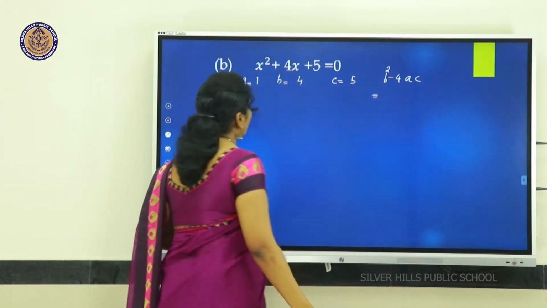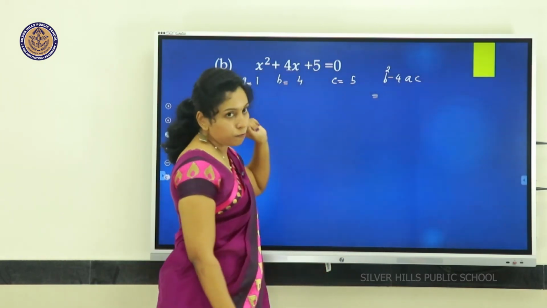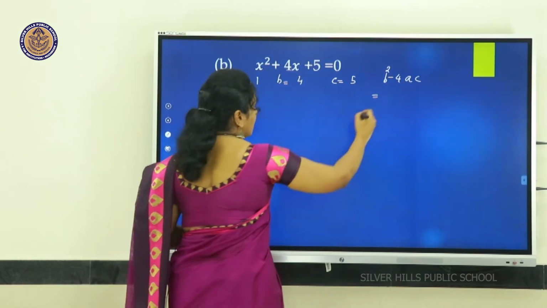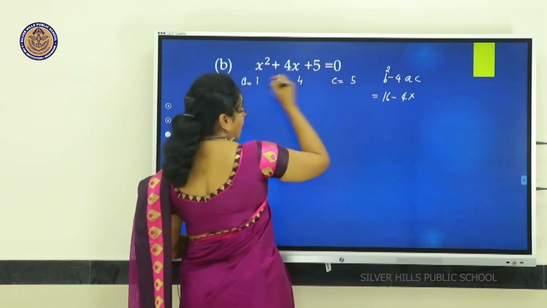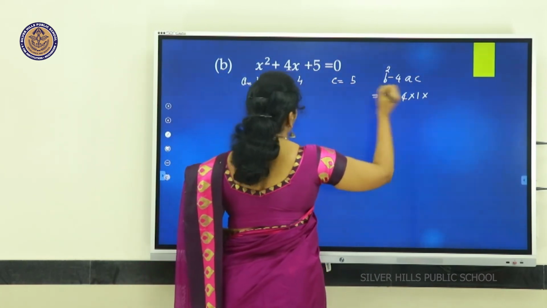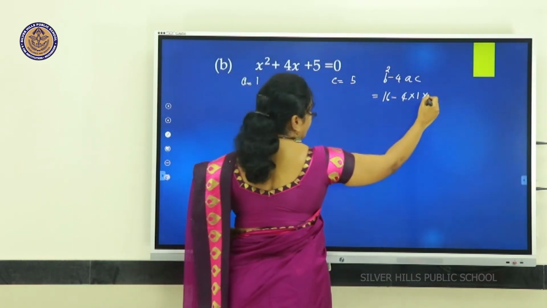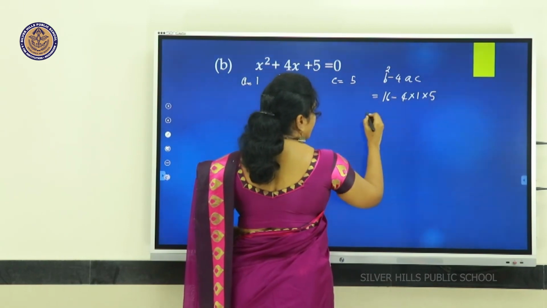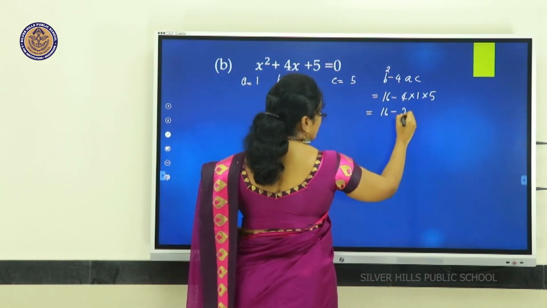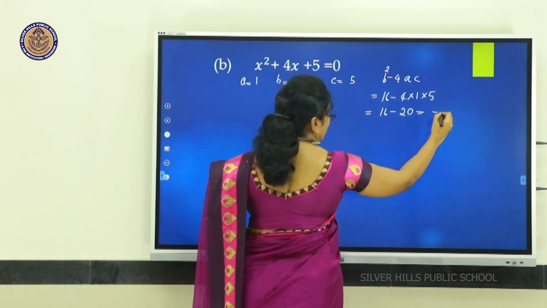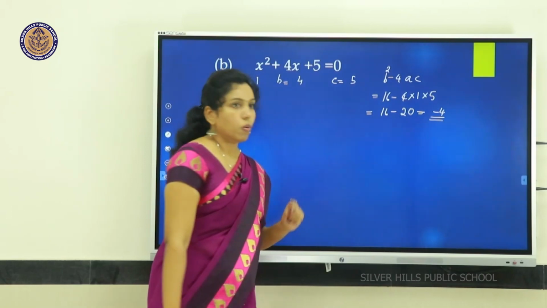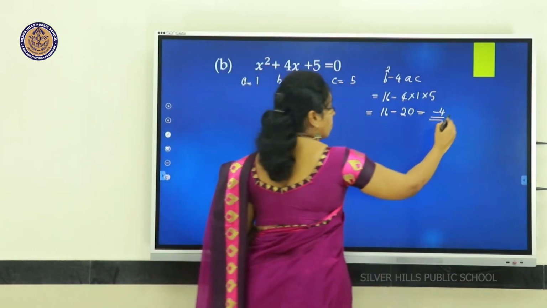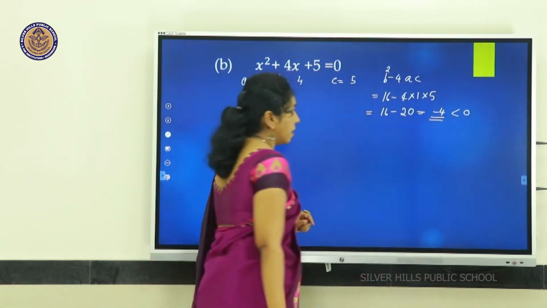That is equal to, b is 4. 4 square is 16. 16 minus 4 into a, the coefficient of x square. And where is c? c is 5. So you're getting 16 minus 20. And that is equal to minus 4. Which is less than 0. You are getting a number less than 0.